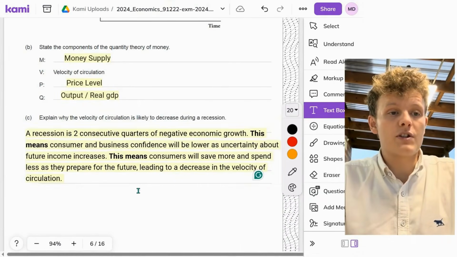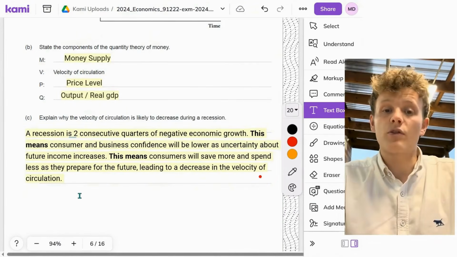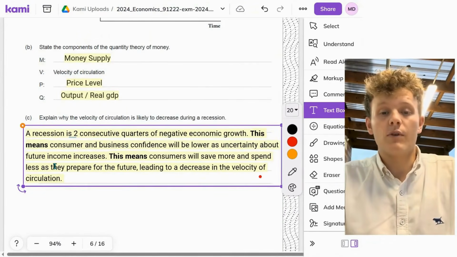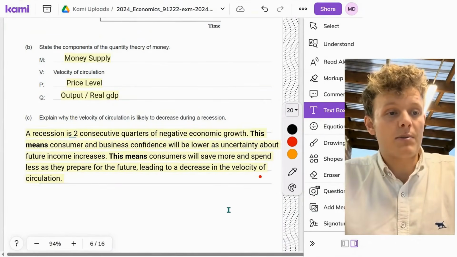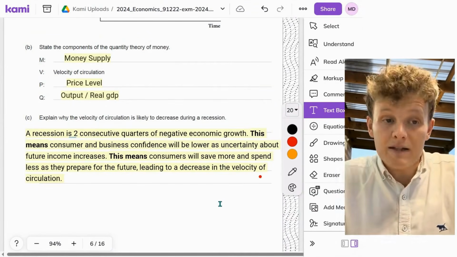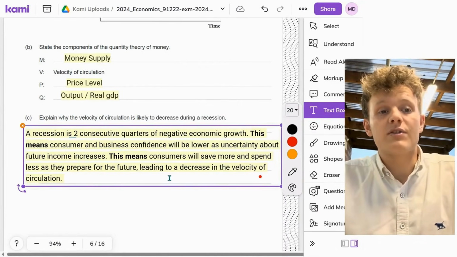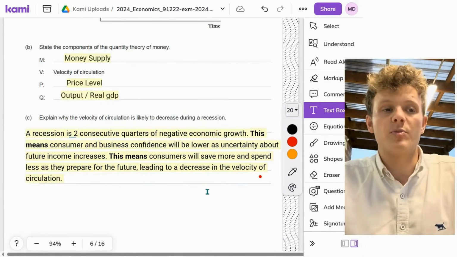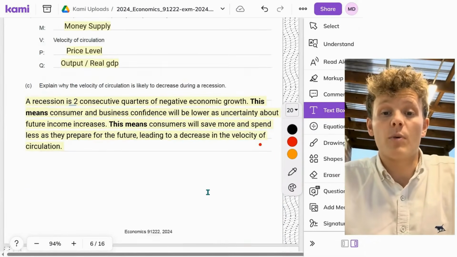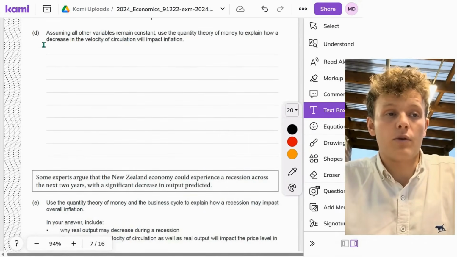So in here we've got: recession is 2 consecutive quarters of negative economic growth. This means is a great way to just expand your answer, if you're looking for that next line. Consumer and business confidence will lower as the uncertainty about the future income increases. This means consumers will save more and spend less as they prepare for the future, leading to a decrease in the velocity of circulation. So I've got the idea of just saving more and spending a bit less because we're nervous about what's going to happen, because it's a recession, high unemployment, and low growth.